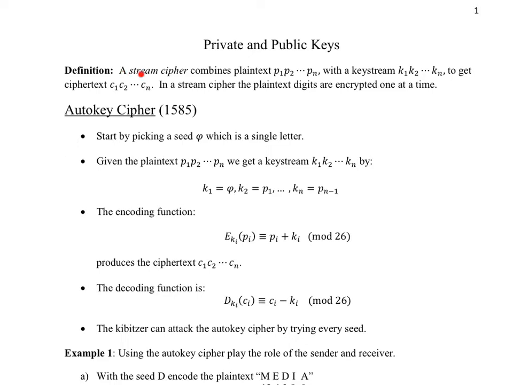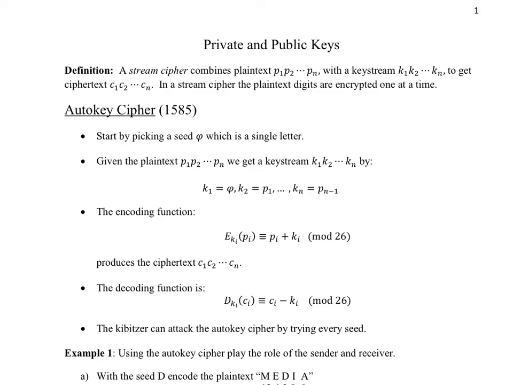So sometimes this key or this information is called a stream. What it does is combines the plain text, so it's some way of dealing with the plain text, with this key or key stream to get the ciphertext. So in this key cipher or stream cipher, the plain text digits are encrypted one at a time. So you take a plain text digit and you encrypt it one at a time. So possibly one of the very first private keys that was used is the auto key cipher from 1585.